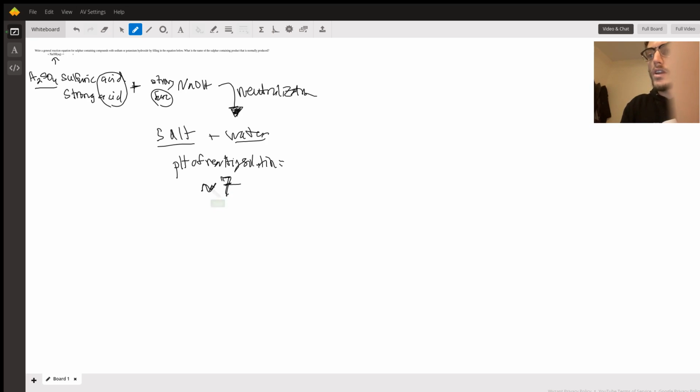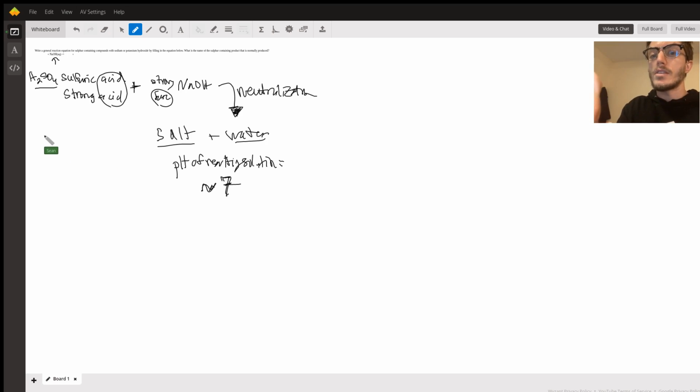Of course, if you add a strong acid with a weak base, then you might end up with a pH that's slightly less than 7, because it might be slightly acidic. If you add a strong base with a weak acid, you might end up with a pH above 7, because you might end up with a slightly basic solution, given that you started with a strong base.